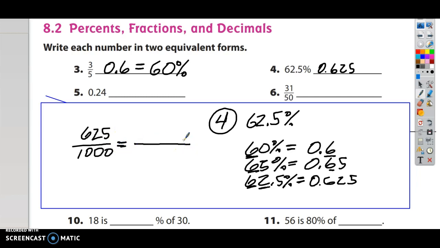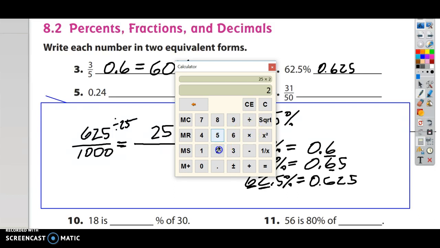25 goes into 625. 25 goes into 100 4 times. So I could do 4 times 6 to get up to 600. That's 24, plus 1 more to get up to 25. That's 25. So if I divide this by 25, I get 25. And I can check that real quick. What is 25 times 25?